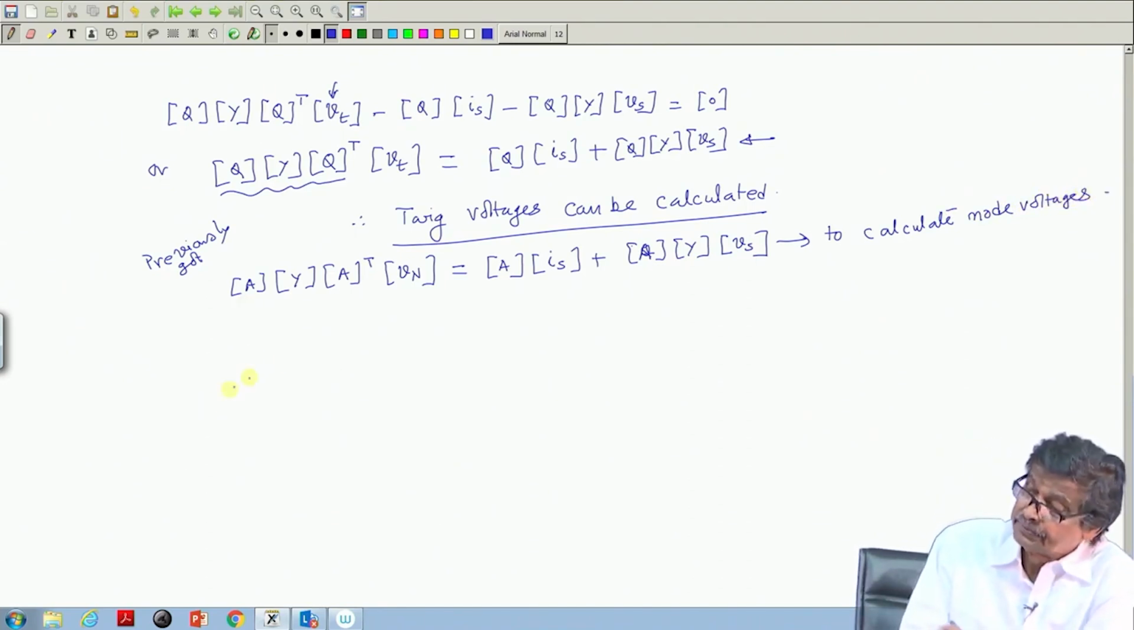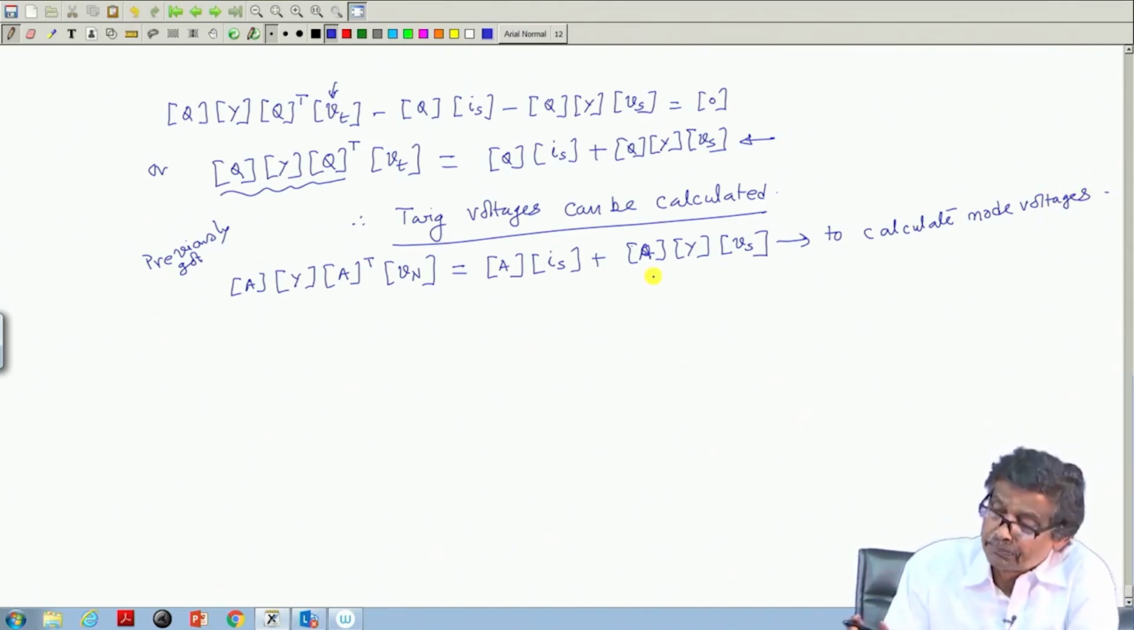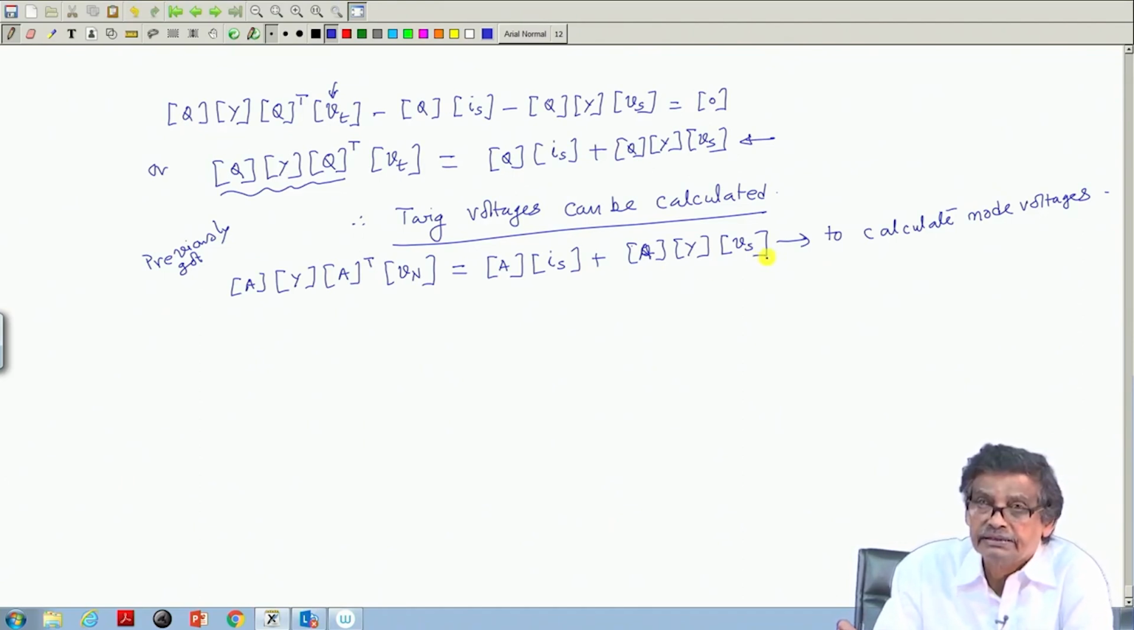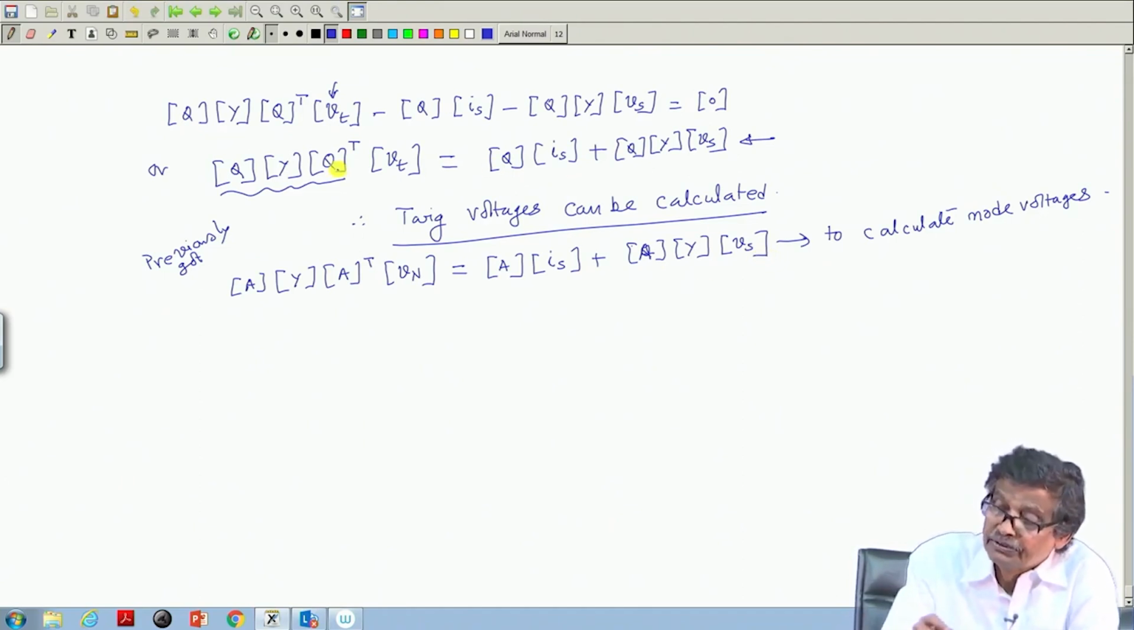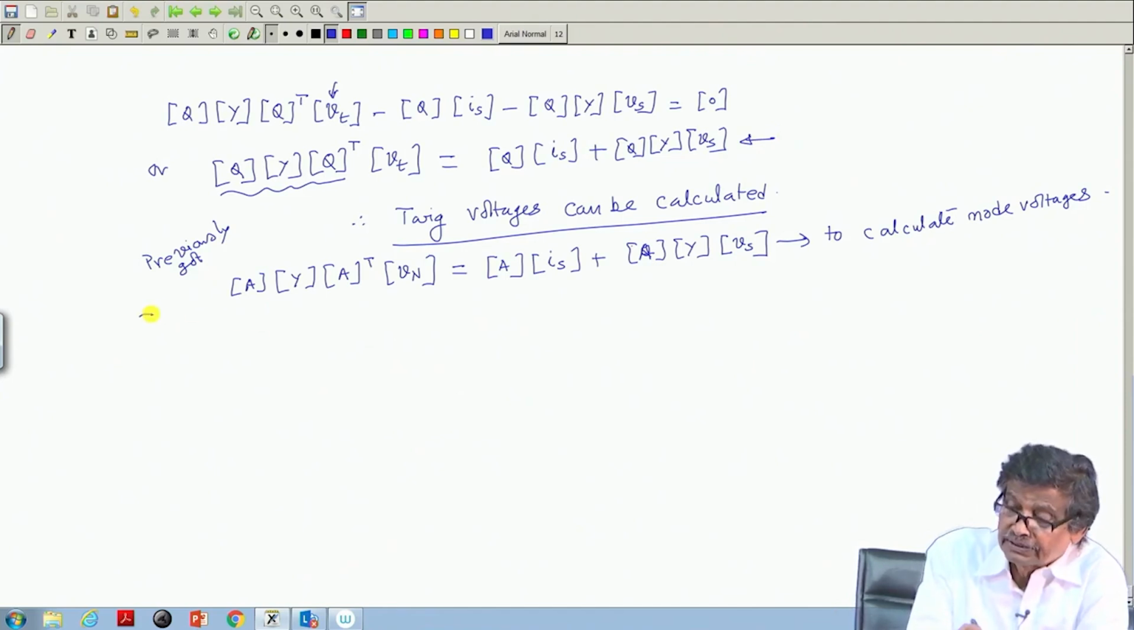And so, these two methods are similar type. You are applying KCL. For this you are applying KCL at the nodes, and for this you are applying KCL at the cut sets. Okay. So, this was the thing.